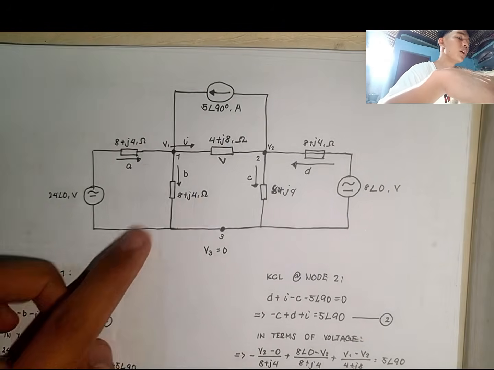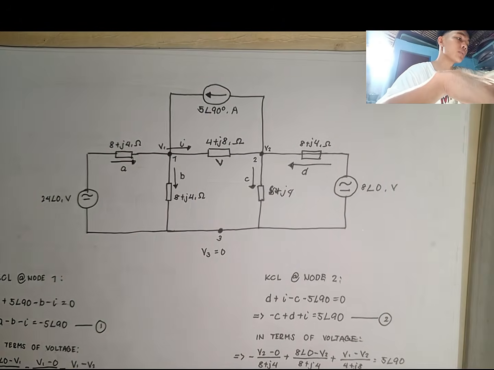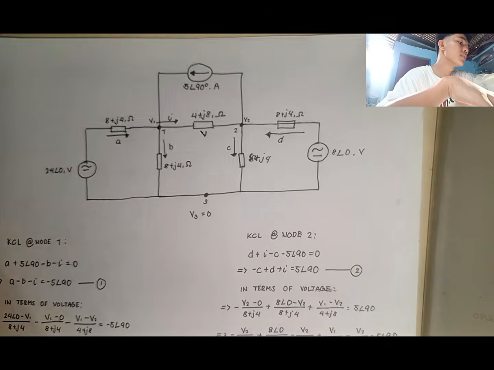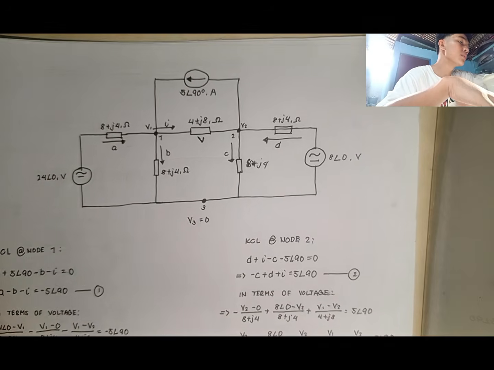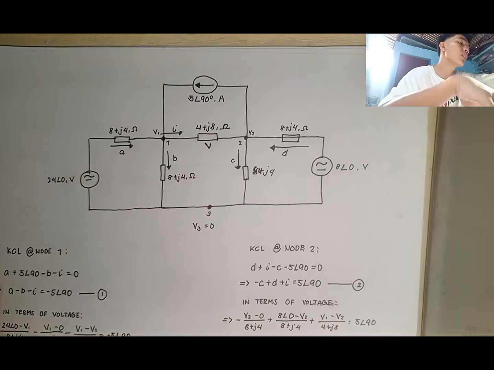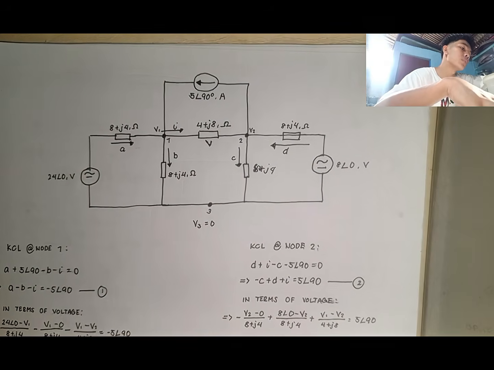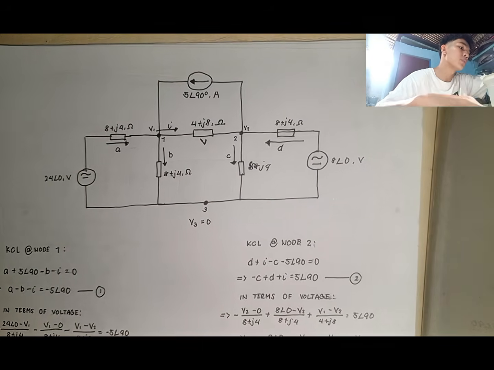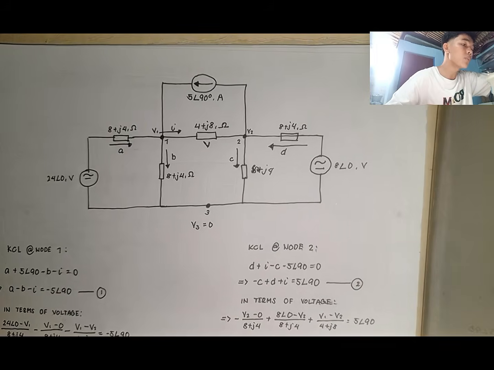First, we have to determine our current direction. For nodal analysis, first, we should know our nodes, which are node 1, node 2, and our reference node, node 3, of 0.